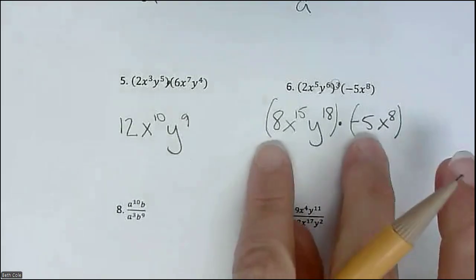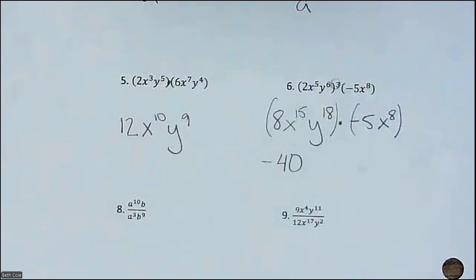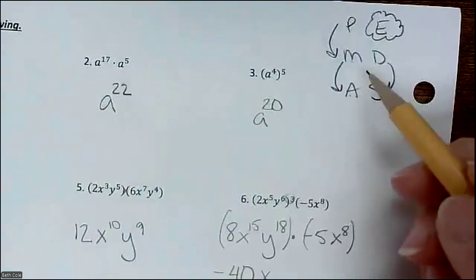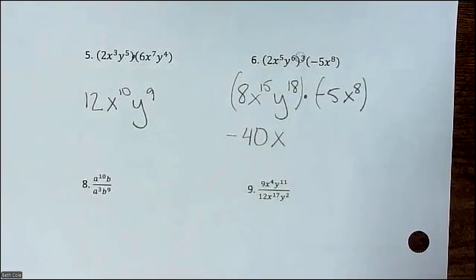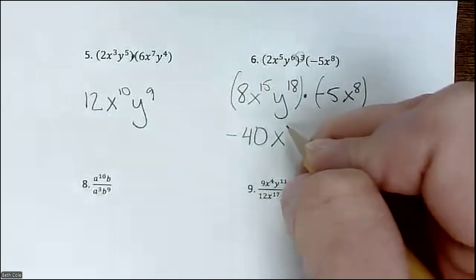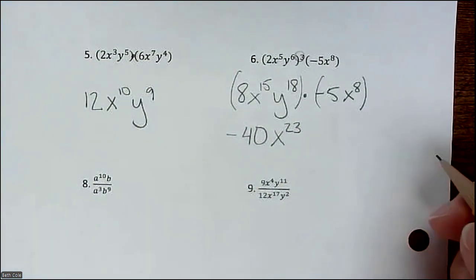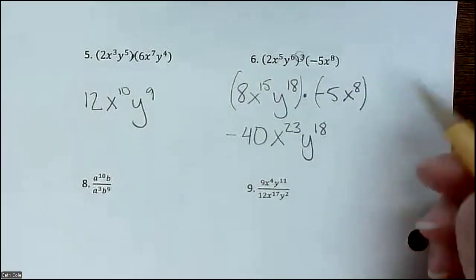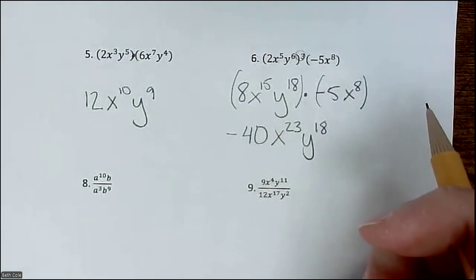We're multiplying. 8 times negative 5 is negative 40. But if you didn't know that, put it in the calculator. All right, for x, you're multiplying, which means for your exponents, you want to add. Good. So 15 plus 8 is 23. You can type 15 plus 8 in the calculator. And then y to the 18th is kind of just there. There weren't any y's over here to combine it with, so it's just y to the 18th. That's all that is.